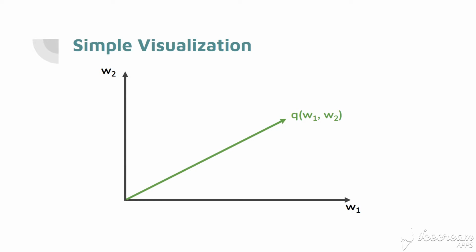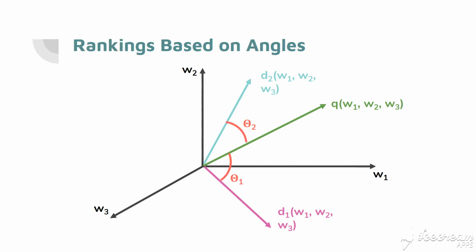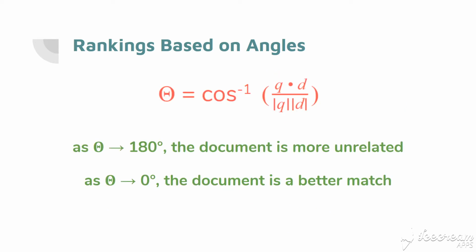Here's a simple visualization of what the query vector would look like within a 2-dimensional graph. Here's a 3-dimensional graph to show that as you increase the wordage of your vectors, you're going to get more dimensions. And we relate these documents together through their angles with the query vector. We find this angle through the dot product and taking the cosine inverse of it. So as theta is approaching 180 degrees, the document becomes more unrelated. And as theta is approaching 0 degrees, we can see that the document would become a better match, or more relevant to the query.